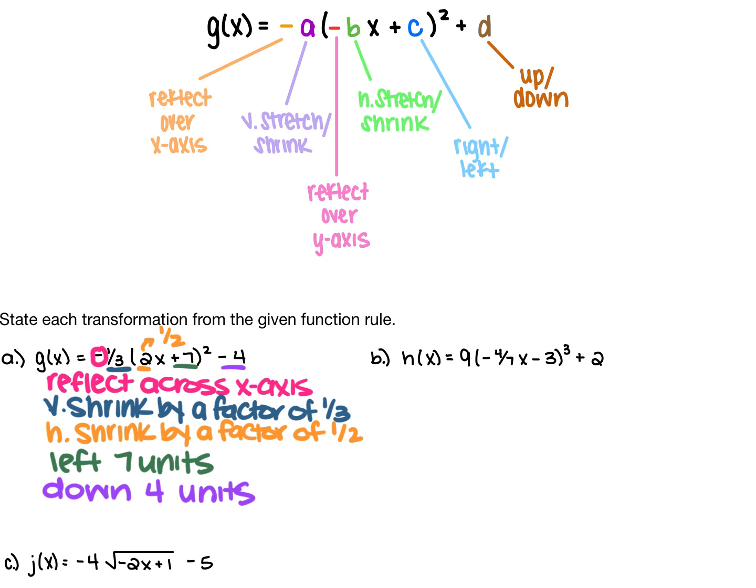So with these examples, you are taking all of your transformations and plugging them into the same problem and stating every single one of them. For example B, we're given h of x is equal to 9 times the opposite of 4/7 x minus 3 cubed plus 2. You're starting with the 9 on this one. That 9 is in front of the parentheses, and it's greater than 1, so we have a vertical stretch by a factor of 9.